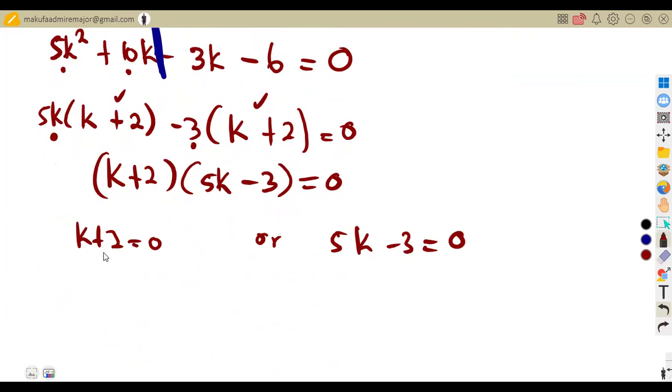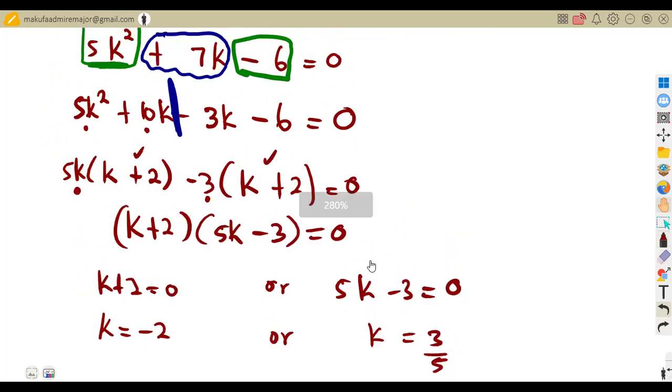So k there is going to give us what? If we transpose a positive 2 to the other side, it gives us a negative. That's going to be -2. Or this one is going to be a positive. It was a negative. Transpose it to the other side, it becomes a positive on this side. So that's a +3. So you can divide by 5, so meaning to say k is simply going to be 3/5 if we divide by 5, all right? So these are the values of k, not x.